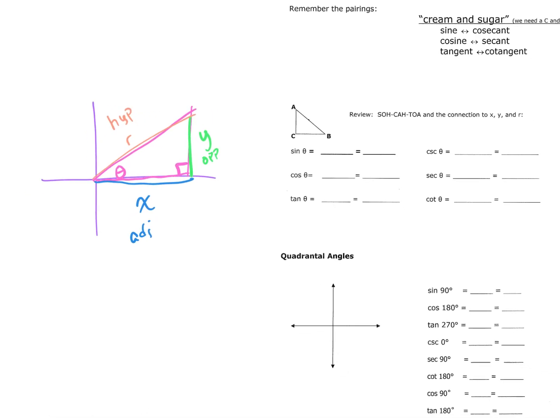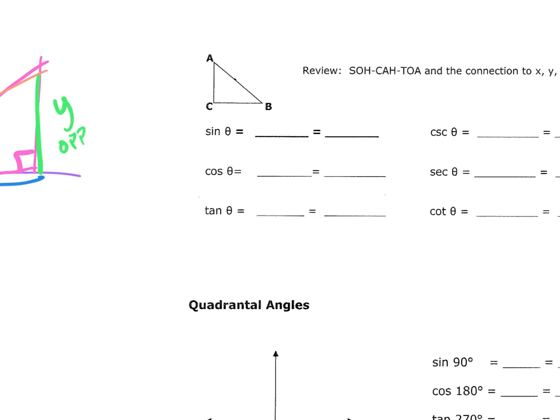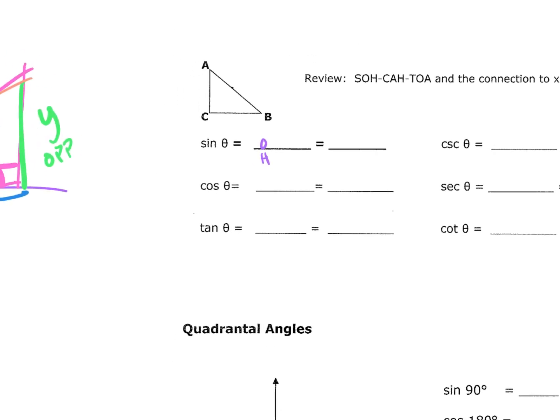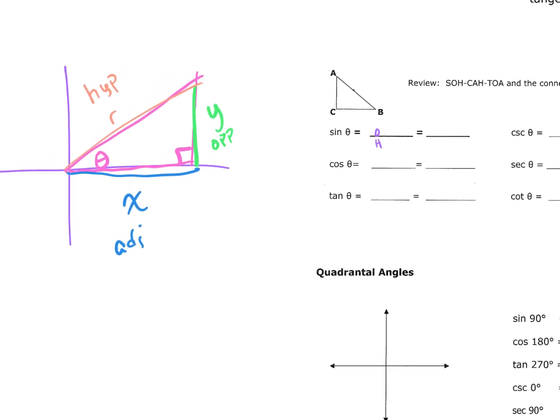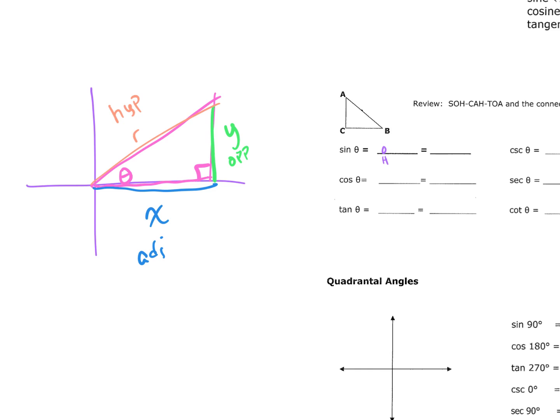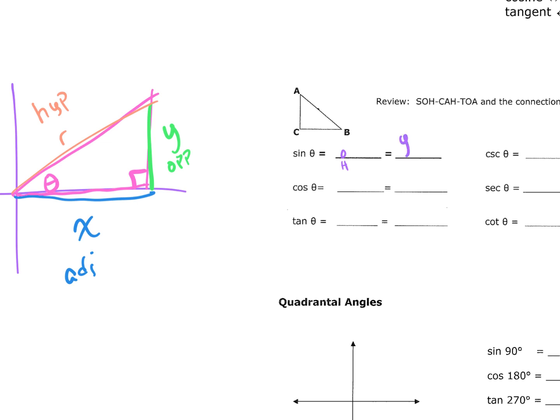Okay, so all right, we know sine is opposite over hypotenuse, right? I'm just going to put those abbreviations. But if we are thinking about that in terms of x's and y's and r's, I need you to notice that for sine, if we're going to do opposite over hypotenuse, that is equivalent to y over r. So you're going to need to get that memorized. Sine ratio is going to be y over r.